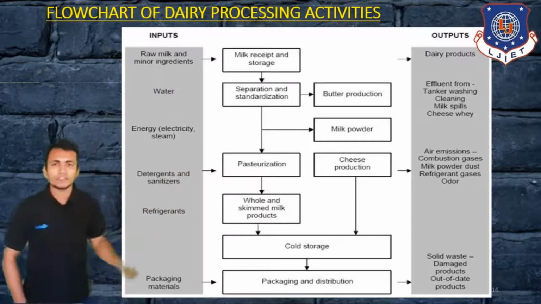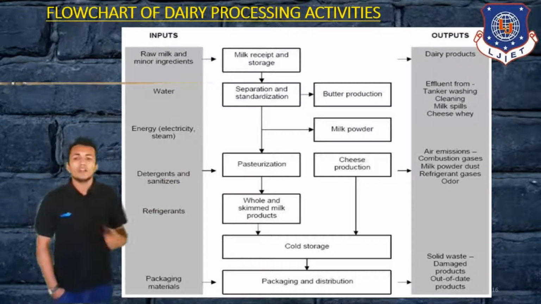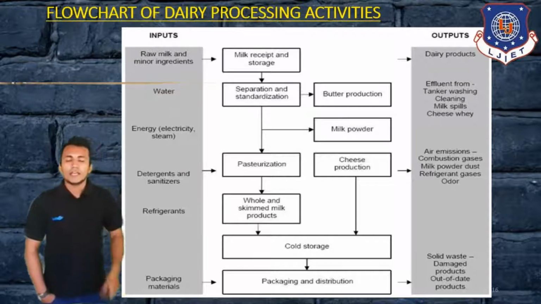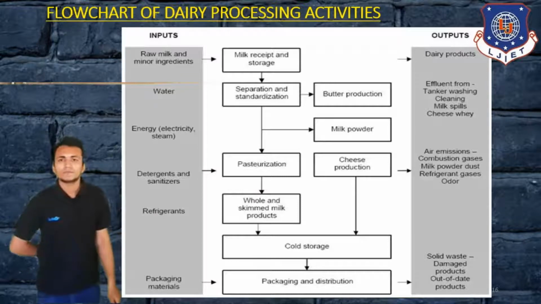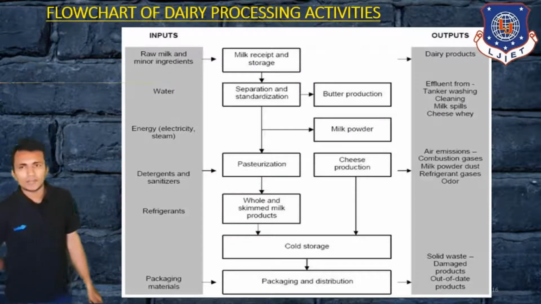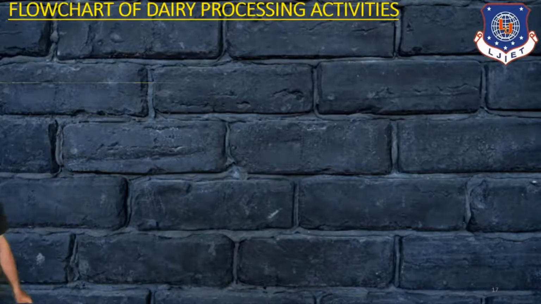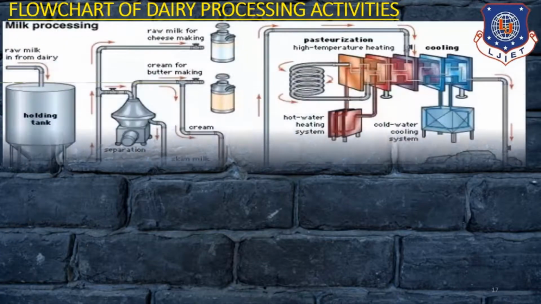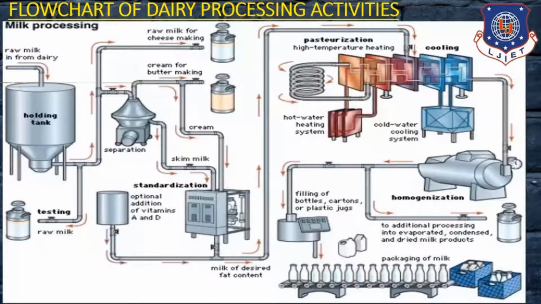So this figure is very important. If you want to learn more about this, it is the most important. Okay. Then if we want to see this processing much better, you can see a flow chart for dairy processing activity. In this figure you can understand very well. In this small figure you can see everything is understood in a better manner.